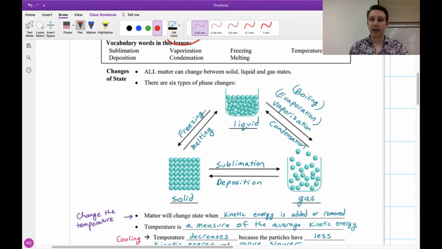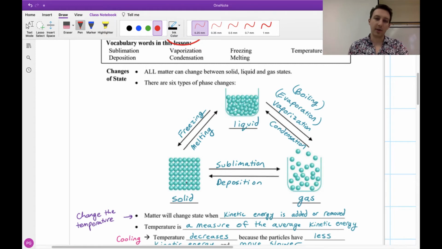Going from liquid to gas, we call that vaporization or evaporation or boiling. So you've probably seen this. If you leave water on the counter, some of it will evaporate away. That'll turn into gas. Or if you boil water, right, that's also making water into a gas. Going the other way is called condensation. So maybe you've seen that on windshields, or maybe you've had some condensation on a drink before. That's where a gas goes into a liquid.